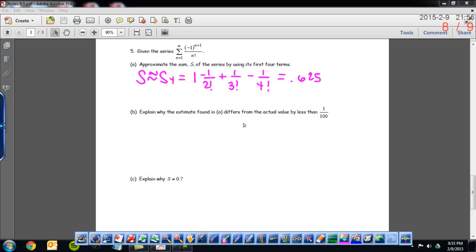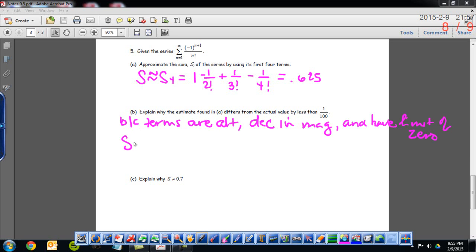All right, B, explain why the estimate found in part A differs from the actual value by less than 1 over 100. Because we're talking about error here, we've got to prove that we can use the alternating series error. So we have to prove that this is a convergent alternating series. So you do have to write because the terms are alternating, decreasing in magnitude, and have a limit of 0, then our error, which is denoted as s minus s sub 4, will be less than the first neglected term.